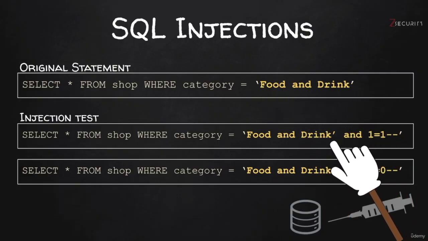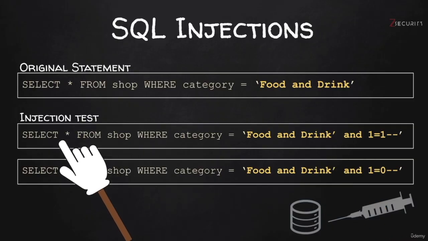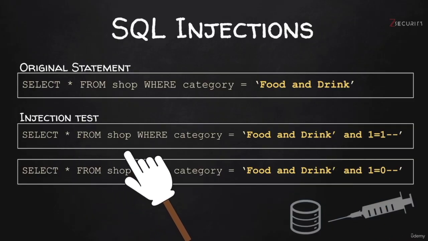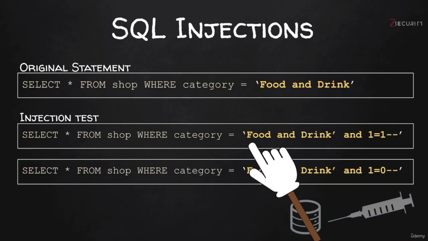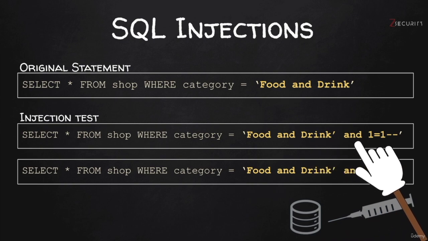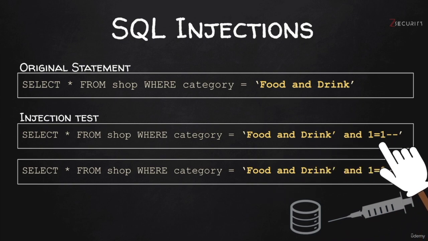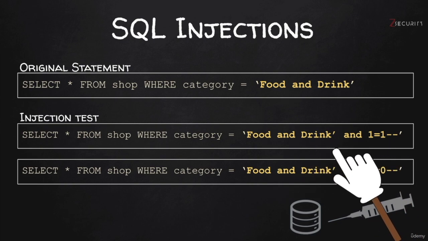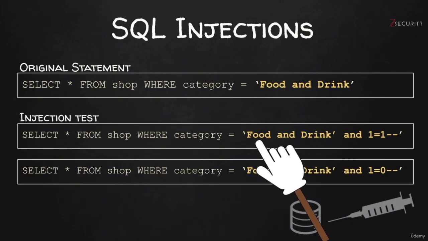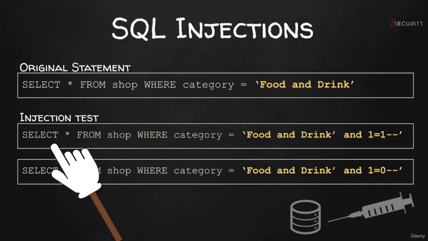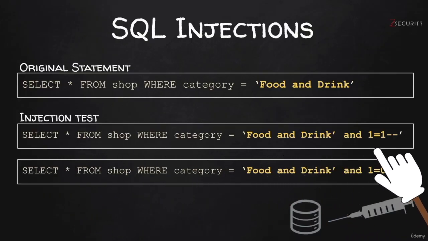own manually. So the resulting statement is going to be select star from shop, where the category is equal to food and drink, and 1 is equal to 1. Now we know 1 is equal to 1 is true, and we know that there is a category called food and drink, and therefore this statement should not affect the execution of the page.